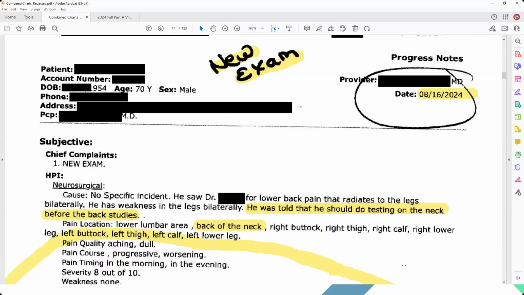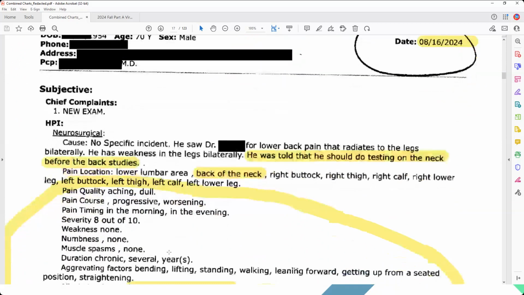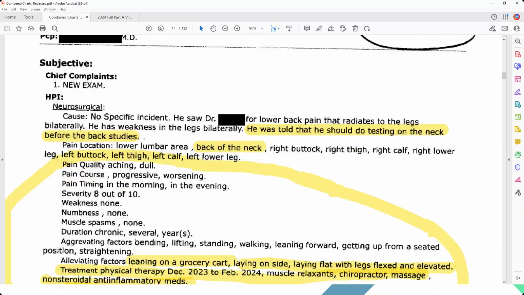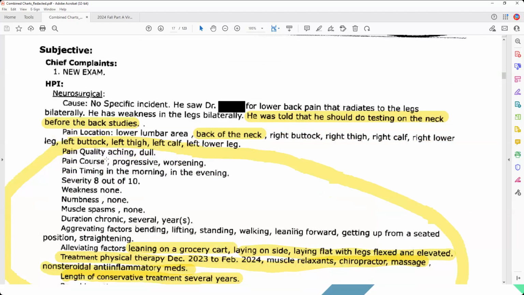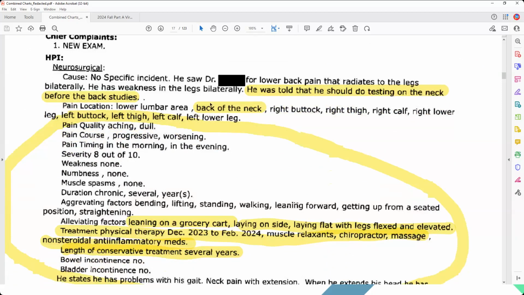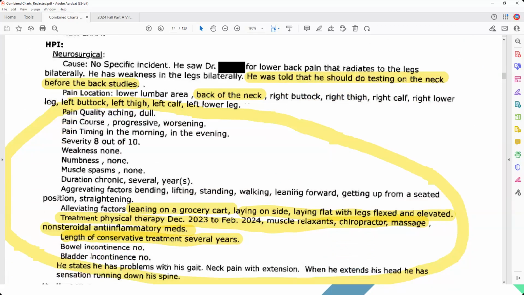So here we move on and we have a new exam, and this man, if you read this, has a lot of lower back pain and radiating and bilateral weakness and issues, but he was told that he should do testing of the neck beforehand. And so then we start getting into this area here. He does have pain in the back of the neck, and he also has lumbar pain, right buttock, right thigh, right calf, right foot, so all these pain areas.